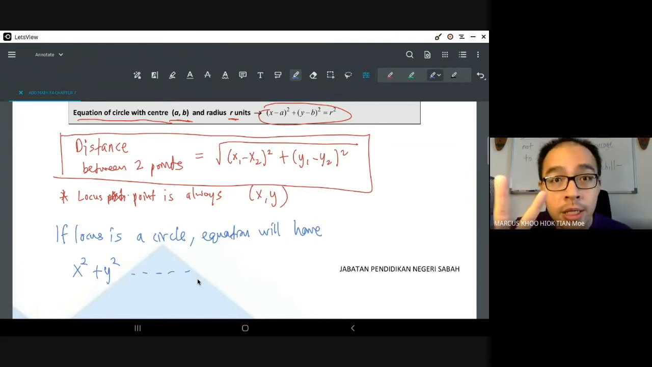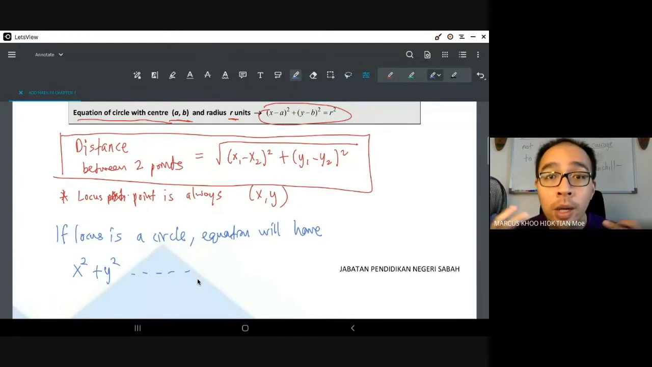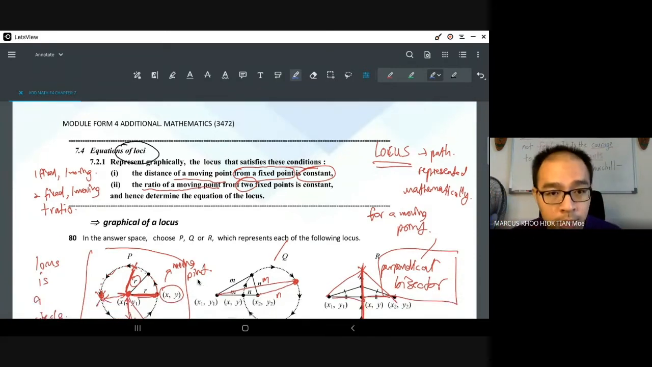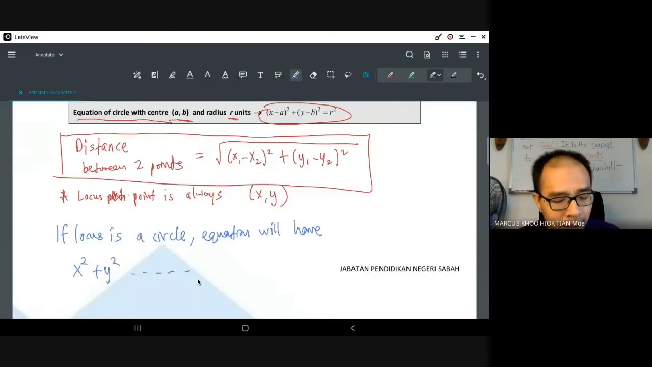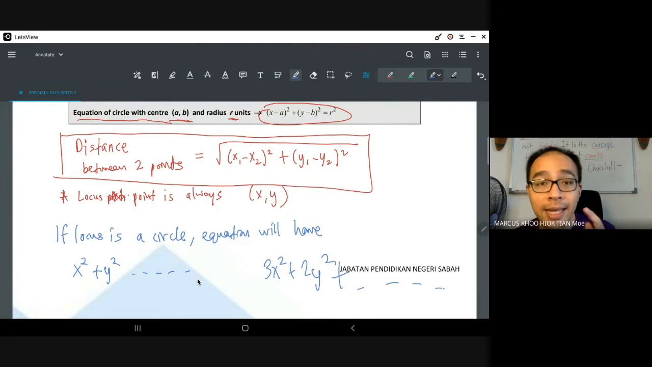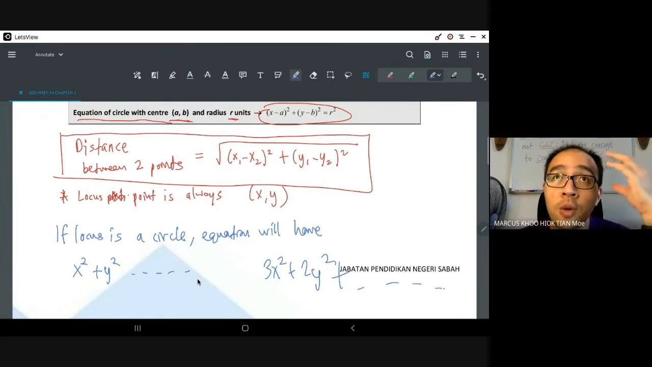And there are only two situations where the locus is a circle. Situation number one, I repeat this so many times already: one fixed, one moving, distance constant. Situation number two: two fixed, one moving, distance and ratio. Only these two will have a circle equation. The circle equation always starts with x squared plus y squared, and so on. It can be 3x squared plus 2y squared, plus and so on. But you need to have the idea that if the equation has x squared plus y squared, it means it's a circle equation. So this is an introduction to what a circle equation is.